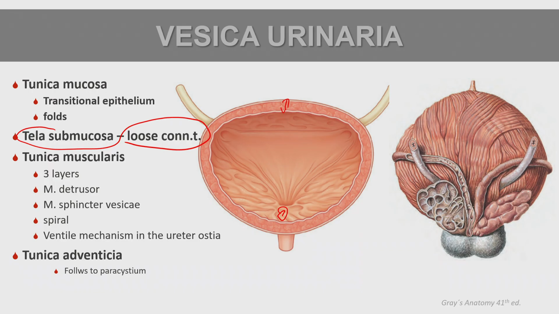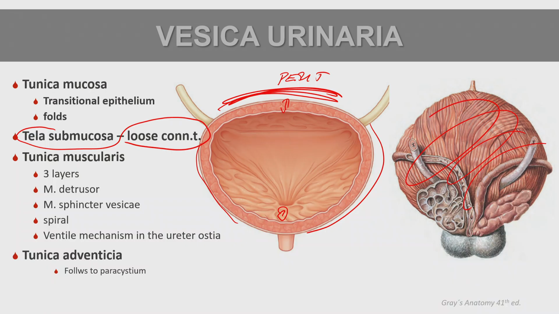Then outside is the tunica adventitia. Adventitia is denser connective tissue, and the roof, we know, is covered by peritoneum. So you can see that the spiral orientation could be in different spirals. So this is the arrangement of the muscles.